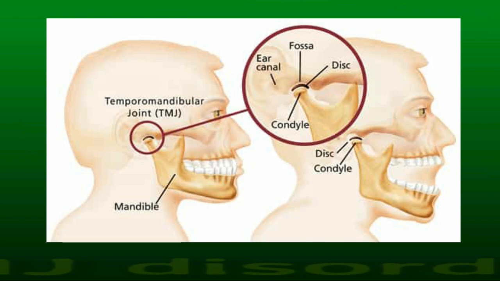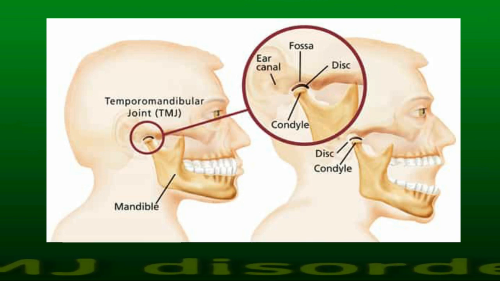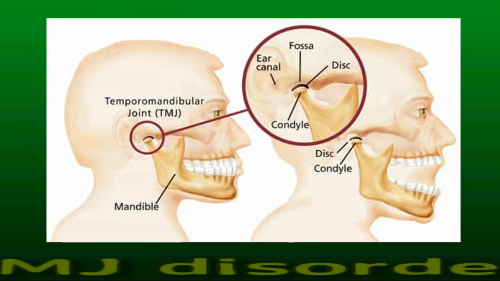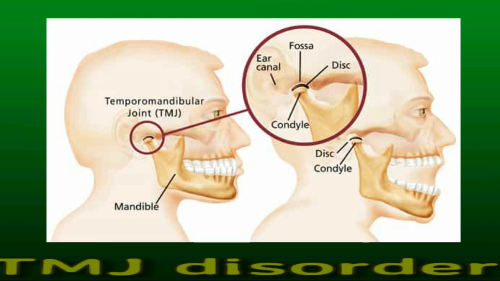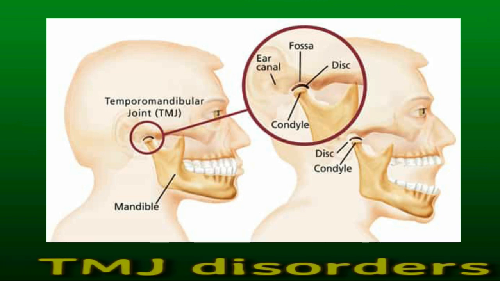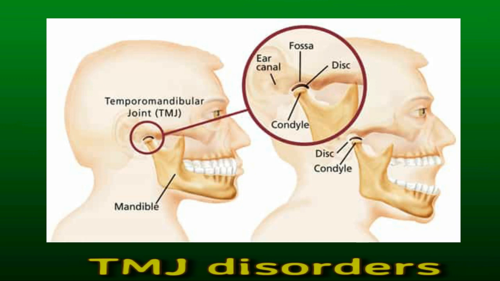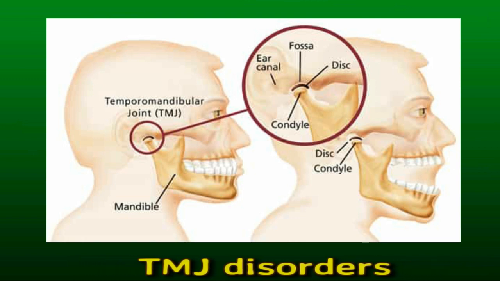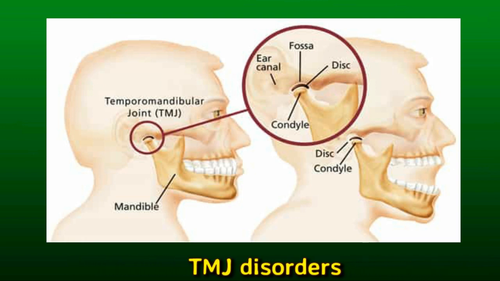TMJ disorders. TMJ disorders affect the temporomandibular joint that connects the jawbone to the skull. They can cause jaw pain or tenderness, discomfort when chewing, facial pain, headaches. The exact cause of TMJ disorder can vary but may stem from excessive jaw clenching or teeth grinding, injury, arthritis, or misalignment of the teeth or jaw.